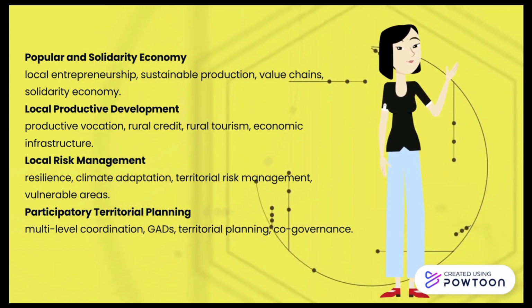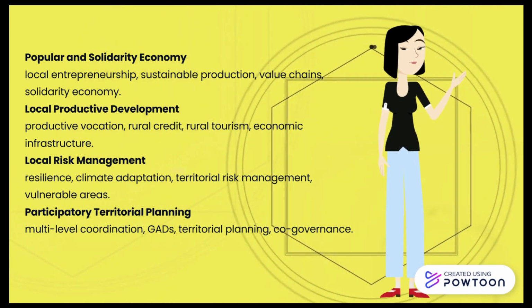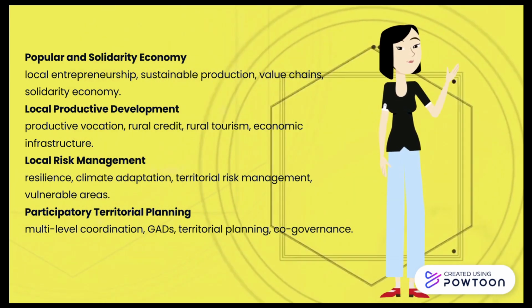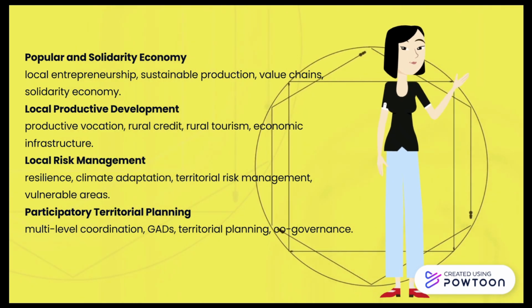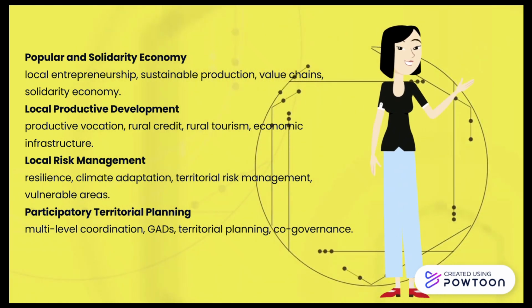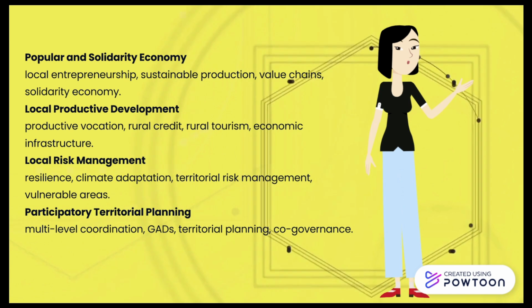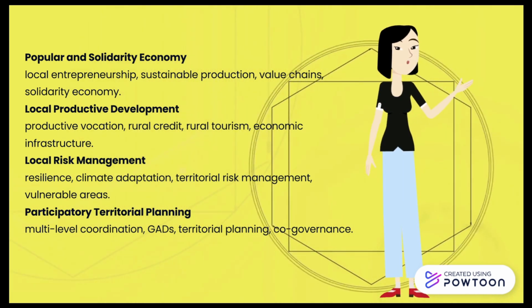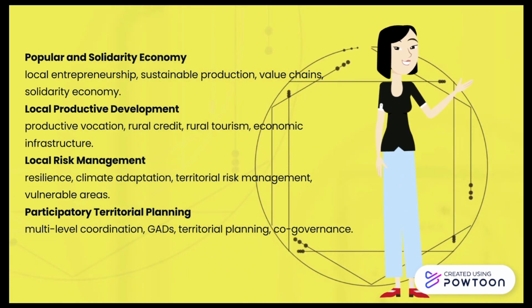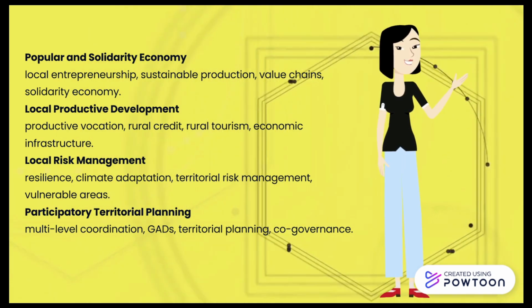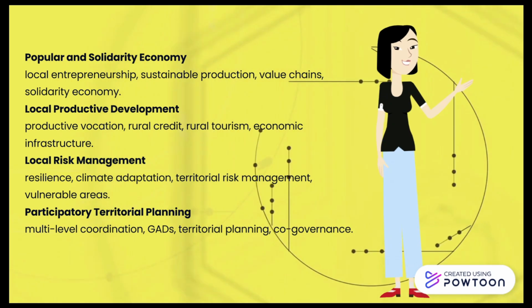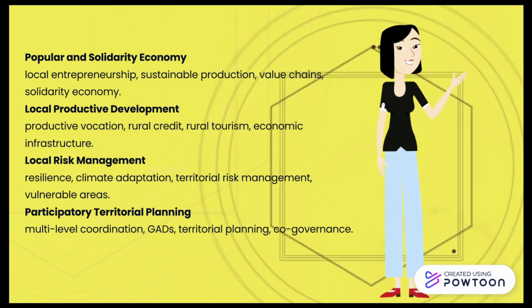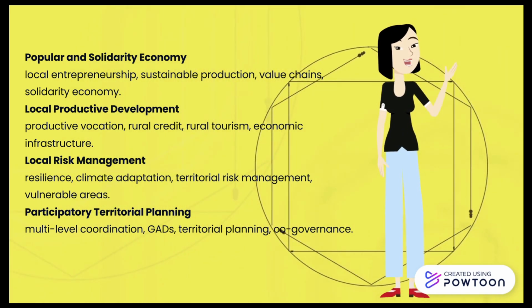The seventh point is related with local risk management. Differentiated strategies for border areas, the Amazon, and communities vulnerable to natural disasters. And finally, participatory territorial planning. This involves the decentralized autonomous governments, or GAD municipal, to prioritize investment in local needs.